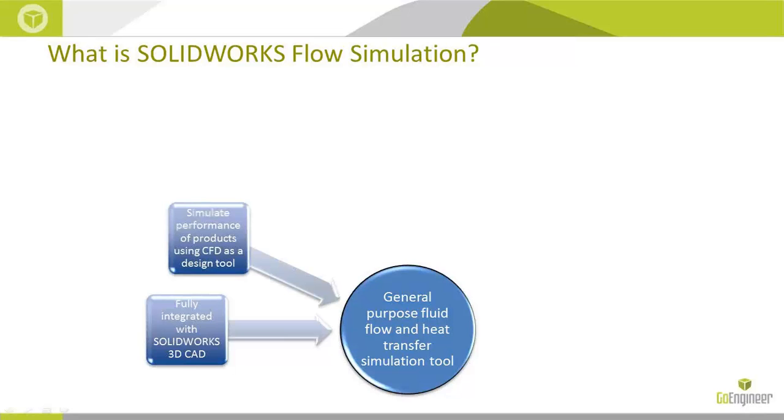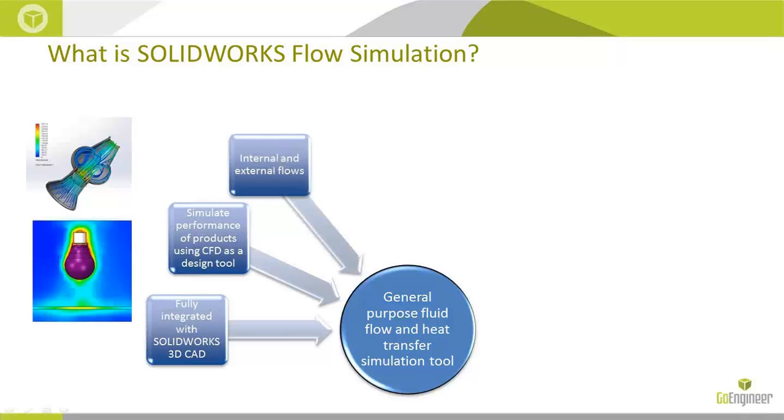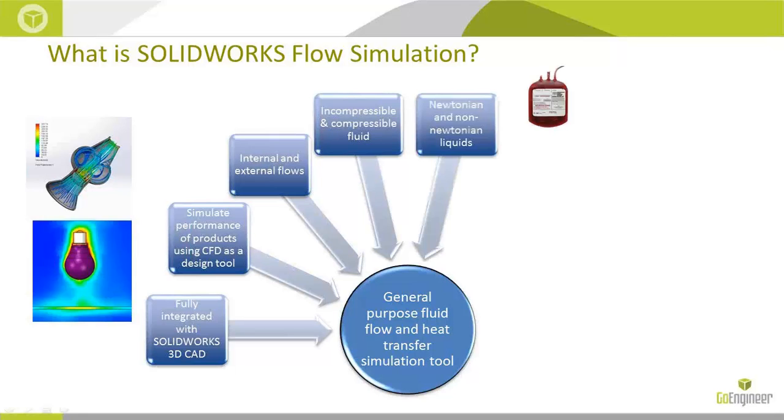We can simulate the performance of our products, with fluid flow as well as stress with our FEA tool, SOLIDWORKS Simulation. And again, we have that under one house, same person, same environment. We can look at internal as well as external flows. Internal flows would be inside of a watertight volume, whereas external would be the flow over an object. We have the capabilities to look at incompressible as well as compressible fluids. So if you think about water as incompressible and air as a compressible fluid, those are the most common. We could also look at non-Newtonian fluids, think about blood or honey.